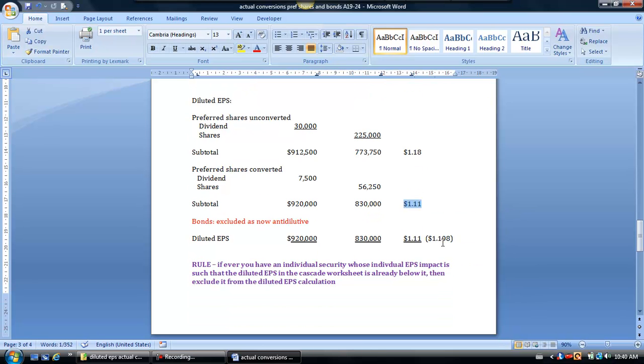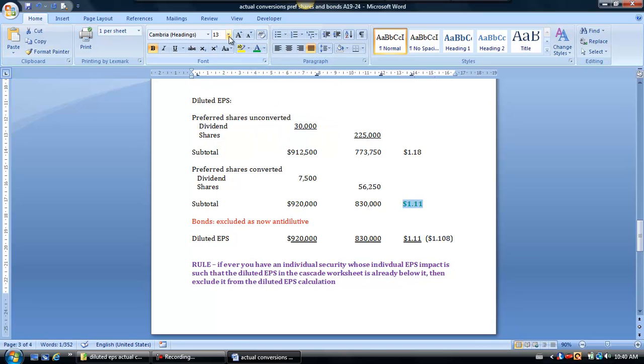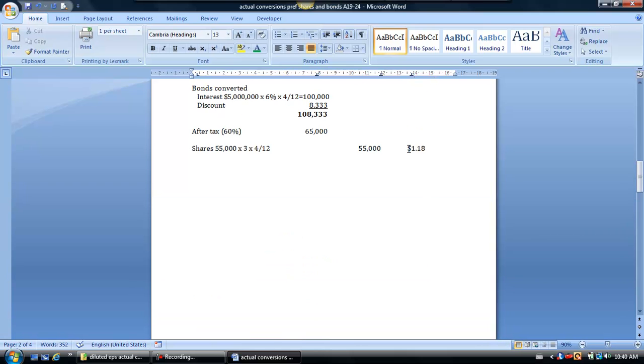Now, here's where you have to be careful, because at this point you have a diluted EPS which is already at what I would say as low as it can go. It's already at $1.11, right? That's your diluted EPS. You'll recall that the bond had an EPS impact of $1.18. I'm now thinking I shouldn't even include that in my diluted EPS calculation because its impact individually is now going to be greater than my current diluted EPS calculation in my Cascade worksheet.